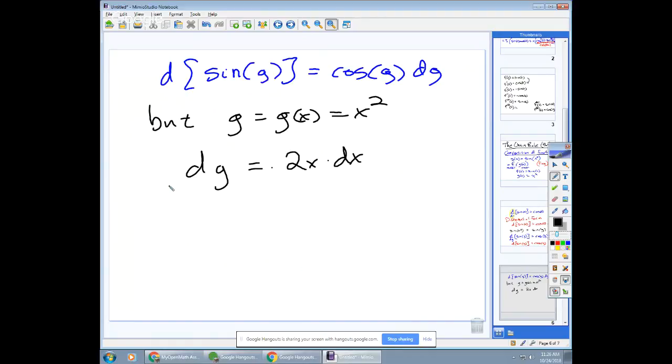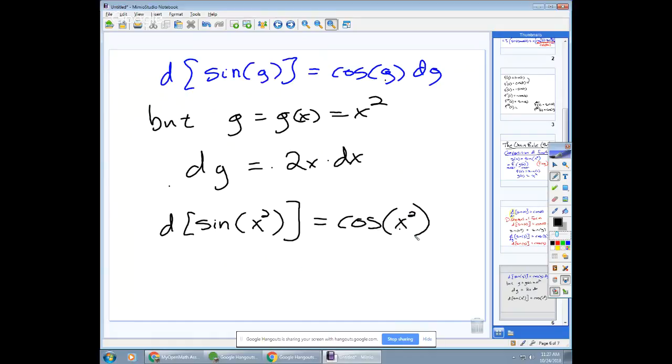Putting all this together, I get that the derivative of the sine of, what's g really? x squared. It's really x squared. So if I plug that in there, on the other side, I get the cosine of, what is g really? x squared. x squared. And then my dg is 2x dx. Taking that out of differential form, it doesn't look much different.